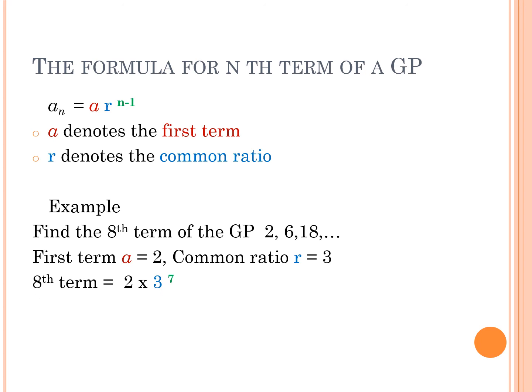So the 8th term is obtained by substituting the values in the formula a into r raised to n minus 1, where a equals 2, r equals 3, and we have to find the 8th term, so n equals 8. So n minus 1 equals 7. And we get the answer as 4374. Thank you.